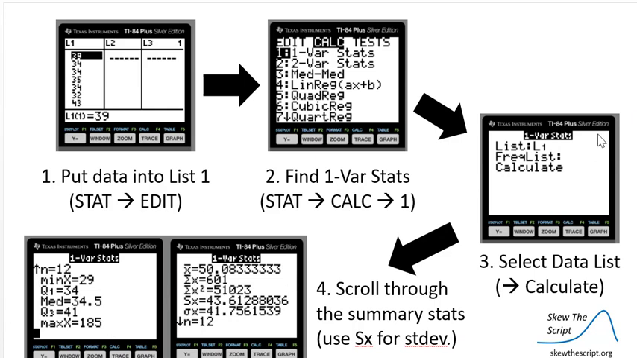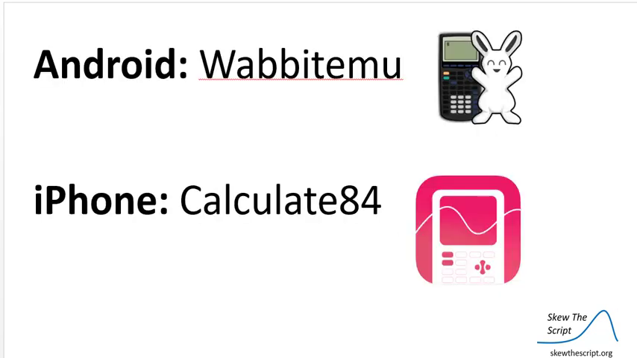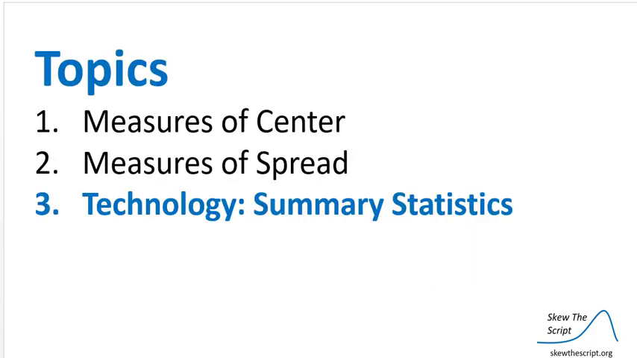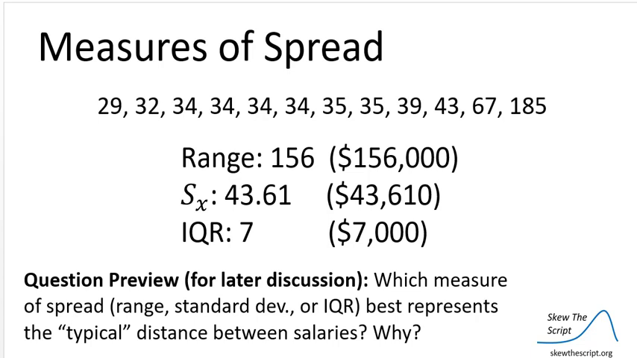When I get that calculate and I scroll through, if I look for Sx, that will give me that value right here. Let me get a nice little highlight on it. That Sx, there's that standard deviation, and my calculator does all of that for me. So be thinking before we come back to class. Remember, these are two apps that you can use on your phone to get a TI-84. But really be thinking about which measure of spread represents the typical distance between salaries and why, and would your boss be misleading to tell you that the mean or the average salary at this company is $51,000?